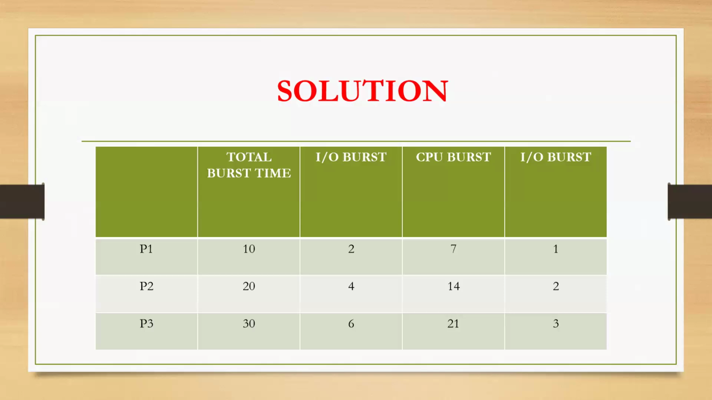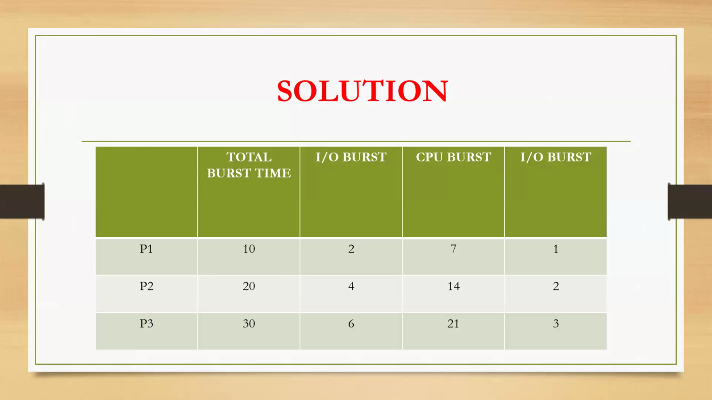The first column describes the total execution time of all three processes, 10, 20, 30 units respectively. And the second column is the IO burst. In the problem itself they have mentioned that 20 percent of time is spent for IO. So with respect to execution time, we have to calculate 20 percent of execution time: 2 for process P1, 4 for process P2, 6 for process P3.